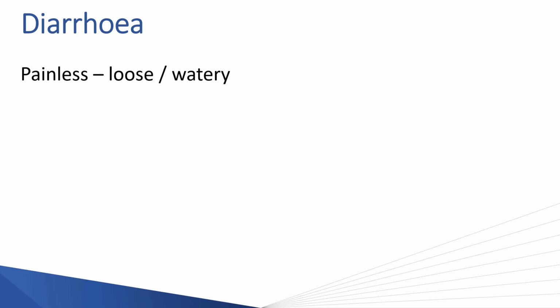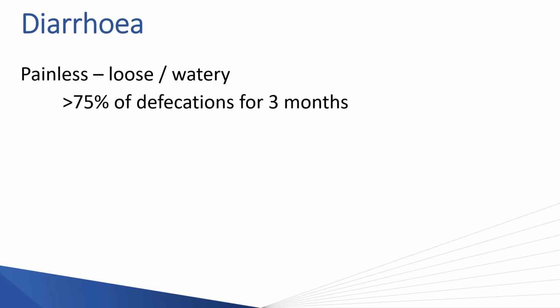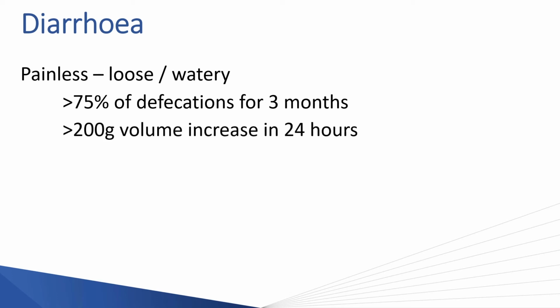Remember that diarrhea is described as painless, and often loose and watery stools accompany it. The important point about diarrhea is that we are trying to establish the timeline to define if it is acute or chronic. And for this, we need to think about if it's happened more than 75% of the defecations for 3 months, we'd define this as a chronic diarrhea. Whereas if it's happened over 24 hours with an increase in volume, we would describe this as an acute. The duration is also important, and we would describe diarrhea as acute if it's happened over 2 weeks, whereas chronic would be considered over 4.